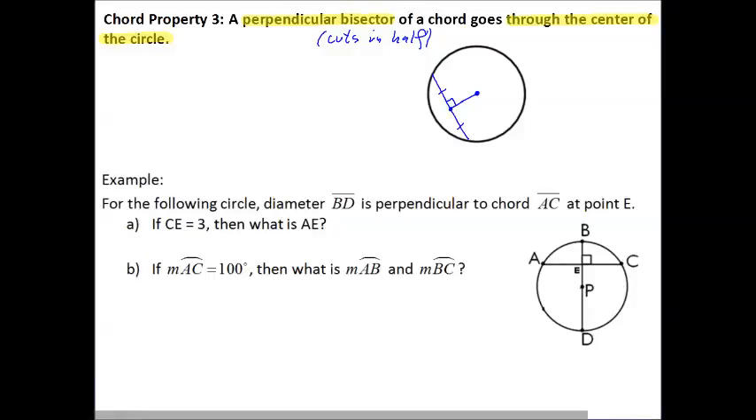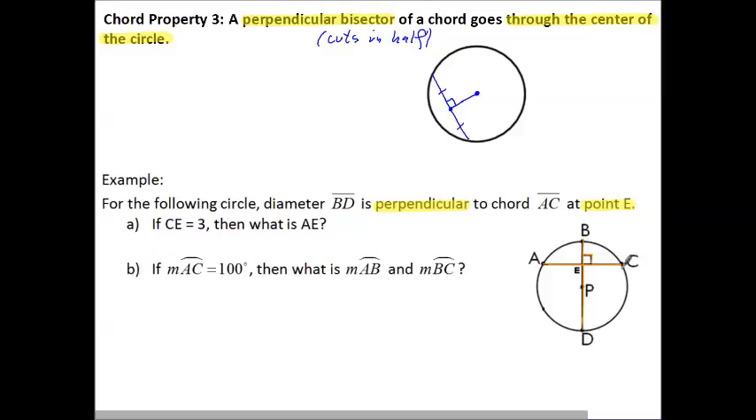And here goes our last example. For the following circle, diameter BD is perpendicular to chord AC at point E. If CE is 3 units long, then what is AE? Our diameter BD goes through the center P. Diameters always have to go through the center. And that diameter is perpendicular to our chord AC. Chord AC right here. So if the diameter goes through the center, which it always does, and it's also perpendicular to the chord, then it is a bisector of that chord.